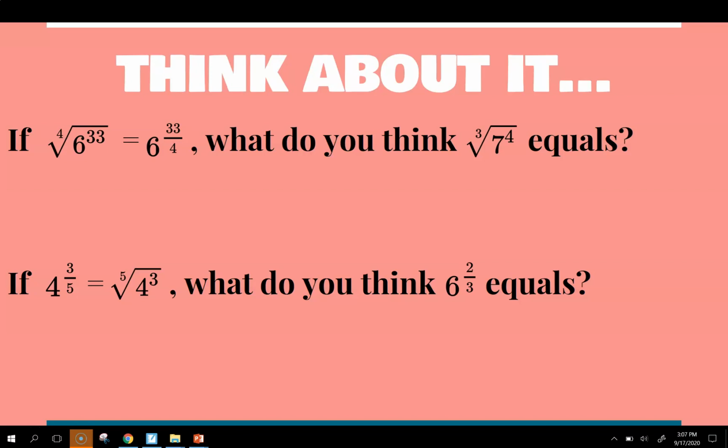Okay, so I want you to think about your warm-up real fast. If the fourth root of 6 to the exponent of 33 equals 6 raised to the exponent of 33 divided by 4, how do you think we can rewrite the cube root of 7 raised to the power of 4? I want you to actually sit and think about it.